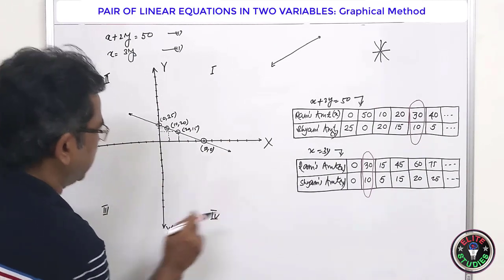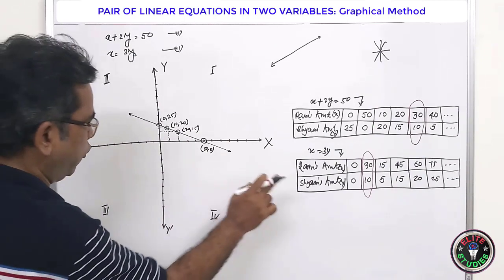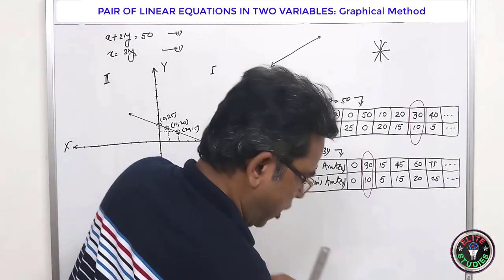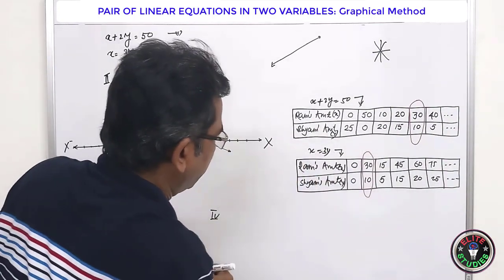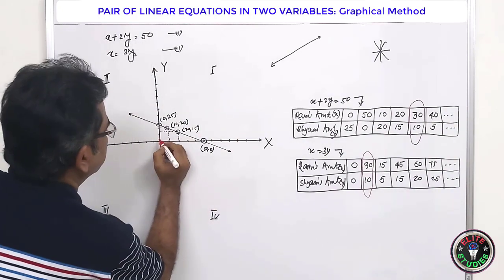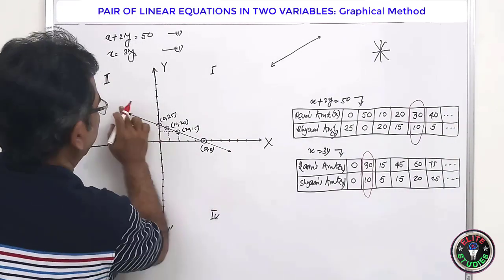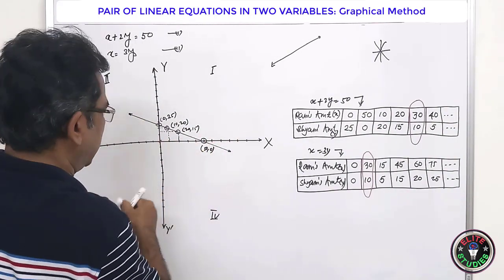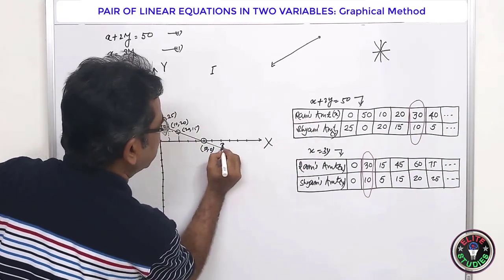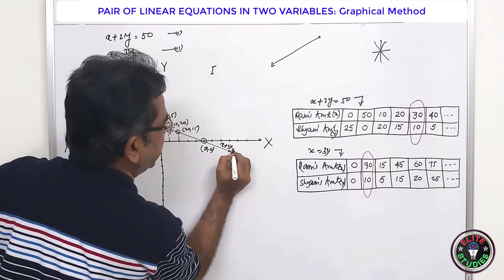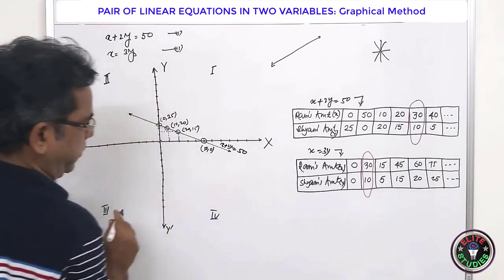Now let us go for this. Now I will take a red pen. Ram's amount is 0, 0. So this is the point. So this is the graph of the equation. Which equation? This is the graph of the equation x plus 2y is equal to 50.